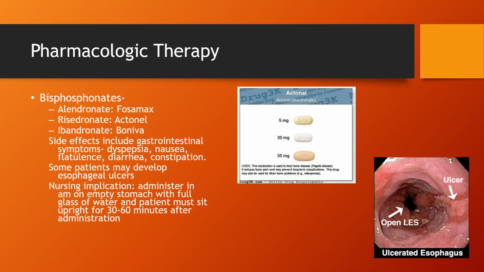And these drugs, like I said, inhibit osteoclast activity, so they can help strengthen bones, but they do have some side effects. Primarily GI. They can lead to dyspepsia, nausea, flatulence, diarrhea, constipation. They can end up with GERD and even an ulcerated esophagus as a result. And we have a picture here for you of an ulcer on the esophagus as a result of bisphosphonates.